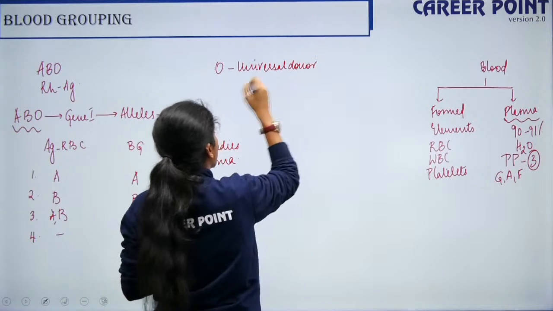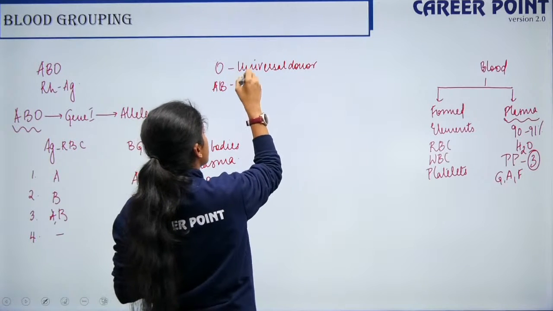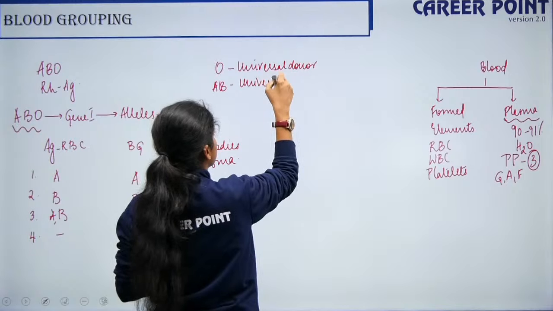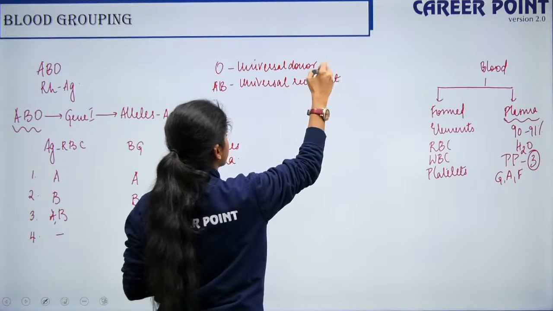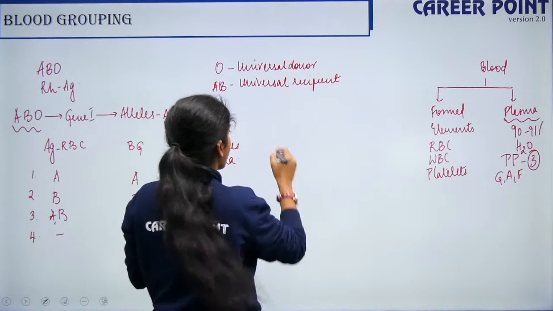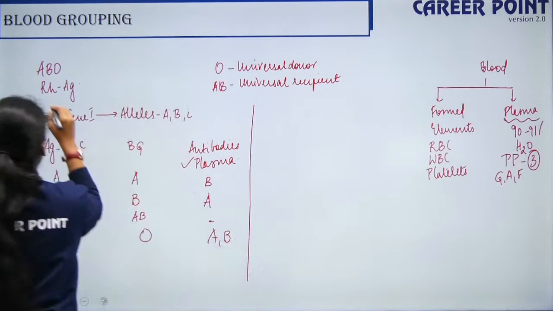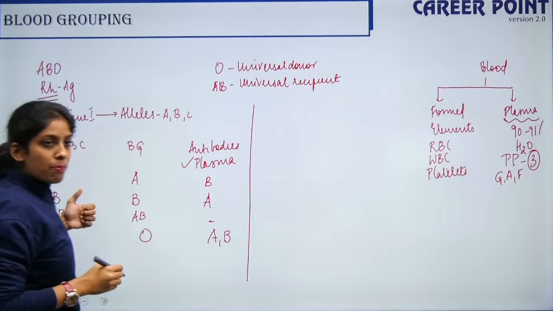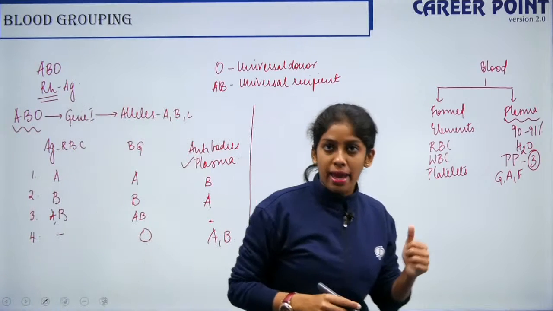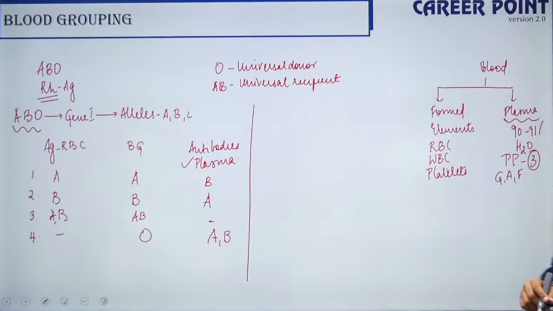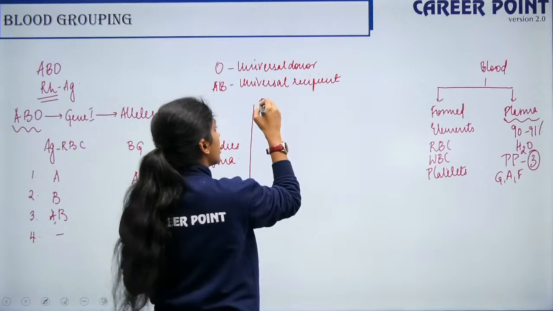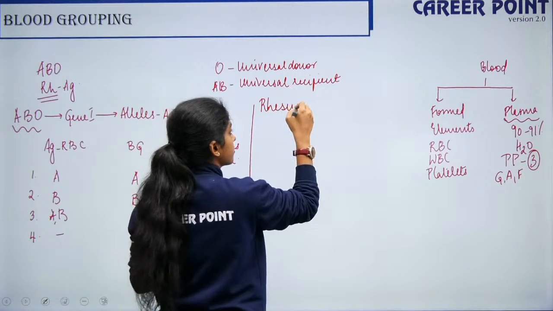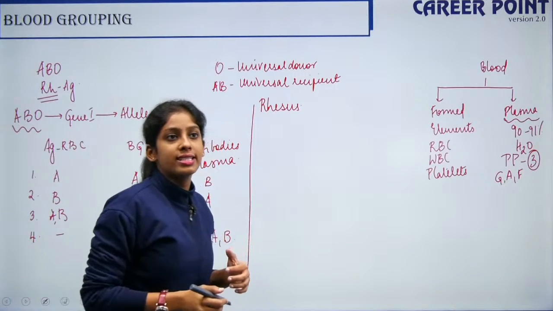Then you have AB blood group, which is the universal recipient. Fine. So now moving forward, we went on to talk about what is RH antigen. Apart from the antigen AB, there was also another antigen that is known as the RH antigen. Why is it called the RH antigen? Because it was initially found in the rhesus monkey. That is the reason we call it the RH antigen.